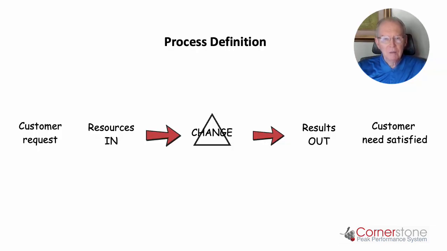At a high level, a process always begins with somebody wanting something. We call that person the customer. Then there are various resources that the person providing the customer request uses, changes them in some way to get a result out that is what the customer wants, and then the customer need is satisfied.